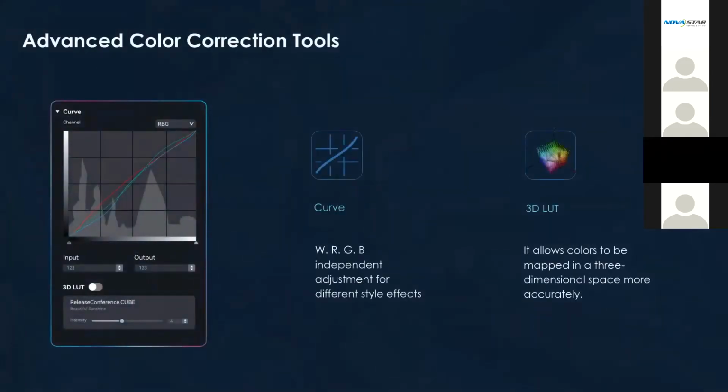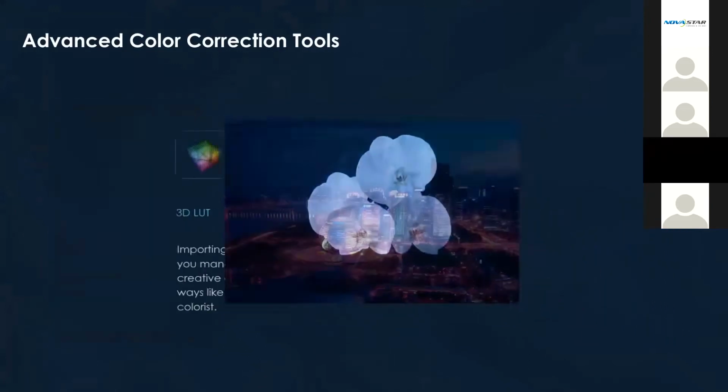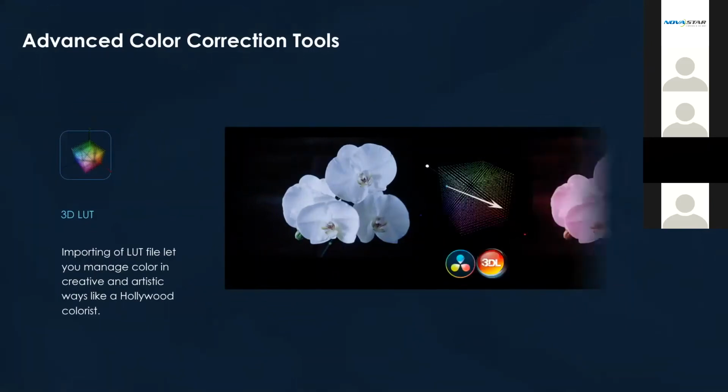Also, for professional users, we provide advanced color correction tools. Curve toning and 3D LUT make color management more efficient and flexible. This is an example of curve toning. You can use it to quickly get a different style. And with 3D LUT, colors can be remapped more accurately in a 3-dimensional color space. You can personalize the color of your LED screen by importing a 3D LUT file.